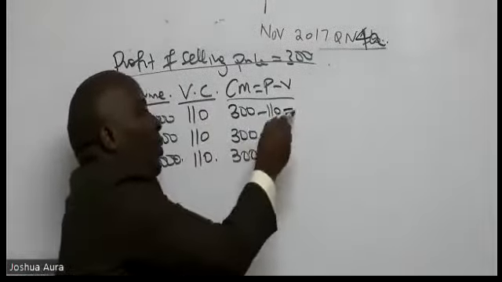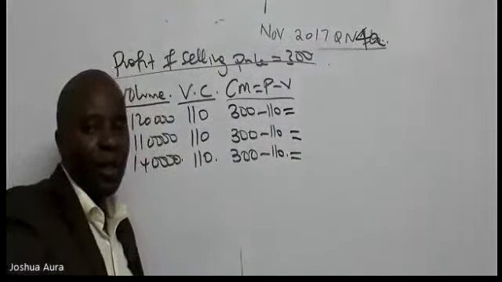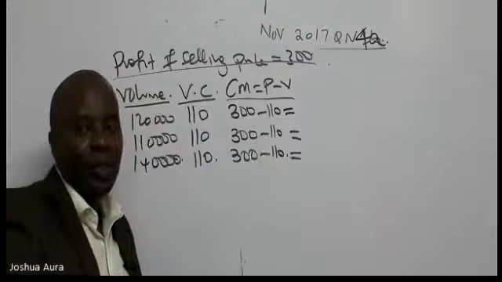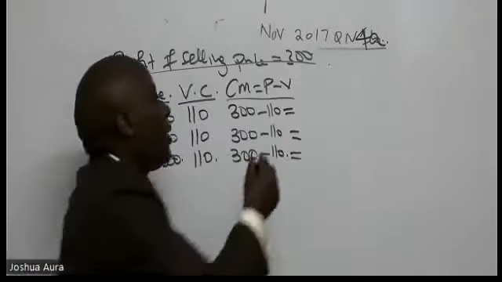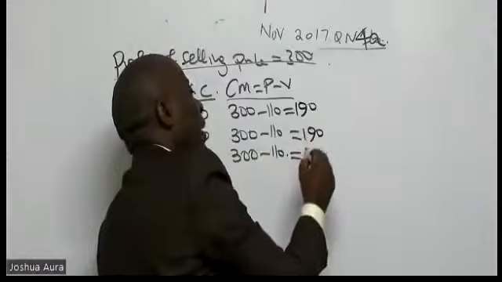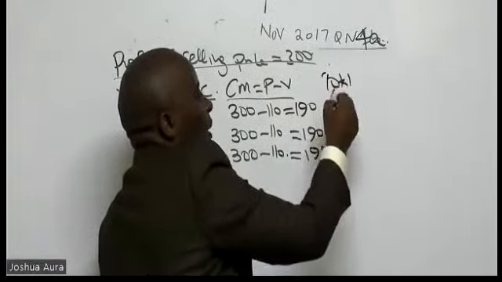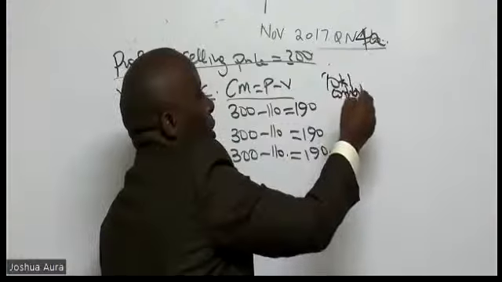Here we are lucky because we're going to have one figure throughout. So could you kindly give me this difference? 300 minus 110 gives me how much? Gives me 190. Thank you very much. So I have here 190, 190, 190. So please come here and give me the total contribution.